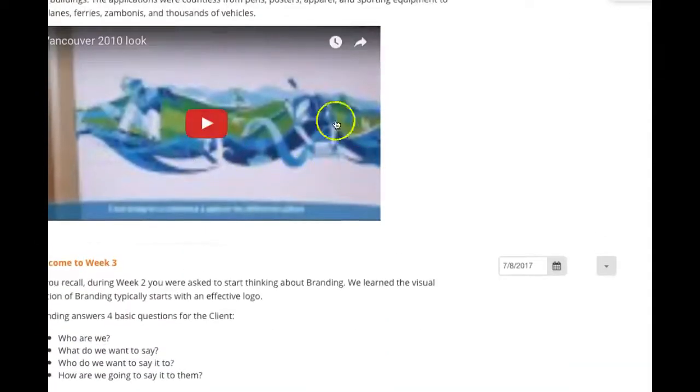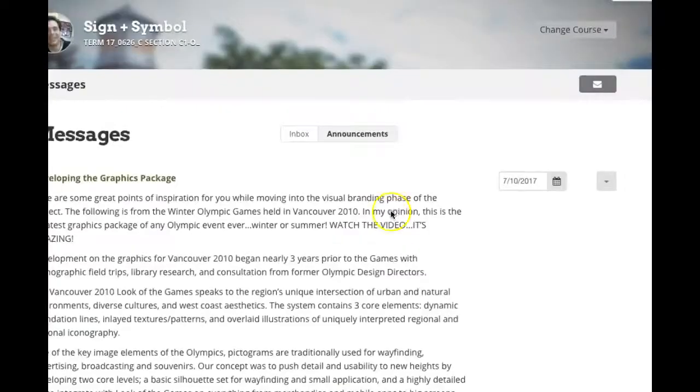And you'll see here, everything is designed in concert with one another. So you've got your pictograms that are based on the actual design of the other graphics. So everything fits together very, very nicely, very harmonious.